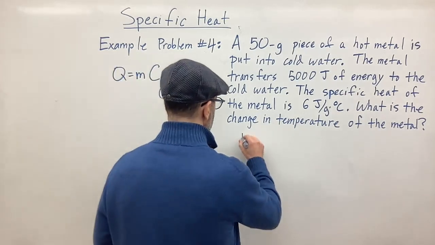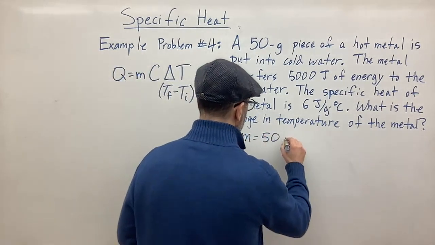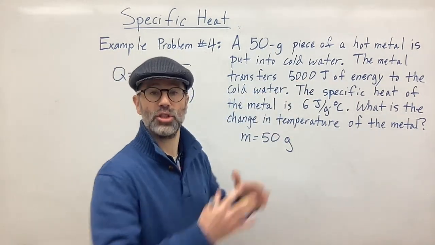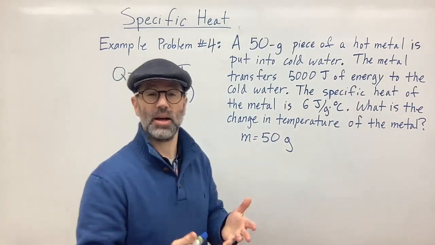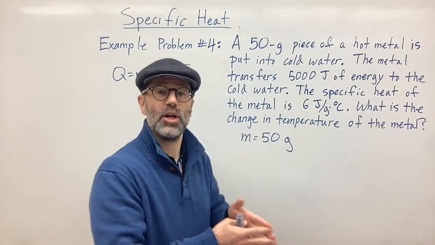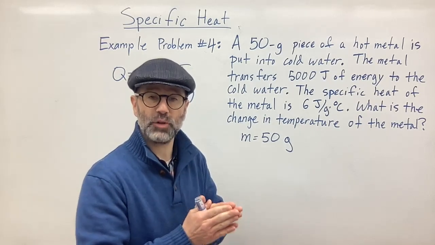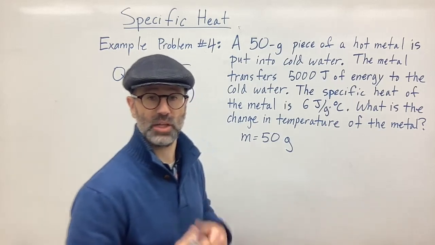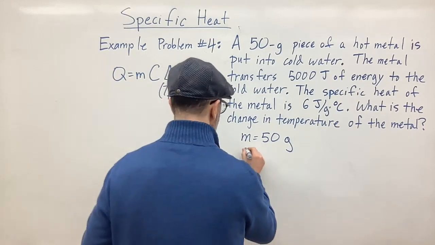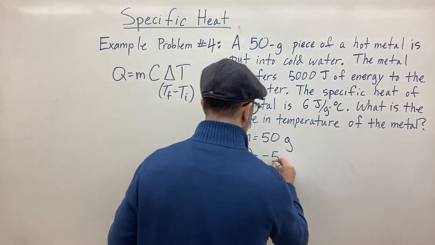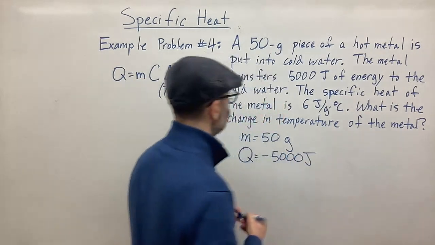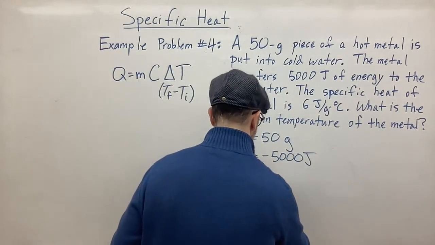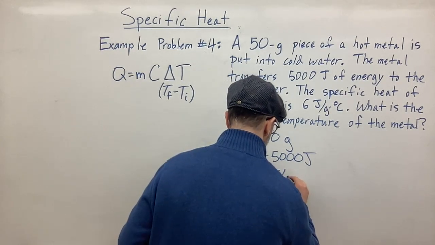So we know it's 50 grams, so the mass is equal to 50 grams. And we know that it's transferring 5,000 joules to the water. So our system that we are considering is the metal, the piece of metal itself. So the piece of metal is transferring 5,000 joules to the water. So it's losing that heat. So this is negative. So this is our Q value, the amount of energy lost. So Q here is equal to a negative 5,000 joules. And they give us our specific heat. So the specific heat is 6 joules per gram degree Celsius.